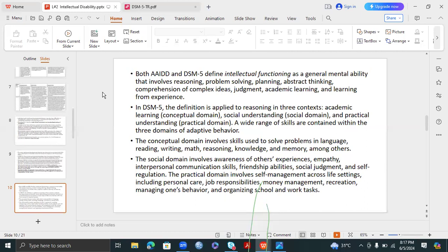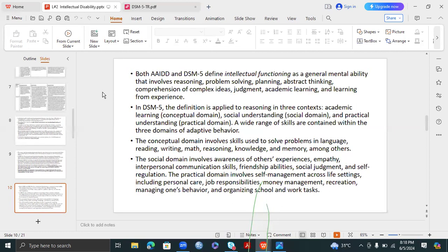If I'm talking about the third pillar of an individual's adaptive functioning, then actually I'm talking about his practical management: self-management across different life settings, arranging his chores, his daily life activities, performing his responsibilities, including his personal care, job responsibilities like money management, recreation, making his bed well, managing one's own behavior, his responses, organizing the school and work tasks, obviously. So these are the particular things you have to consider when we are talking about the adaptive functioning.